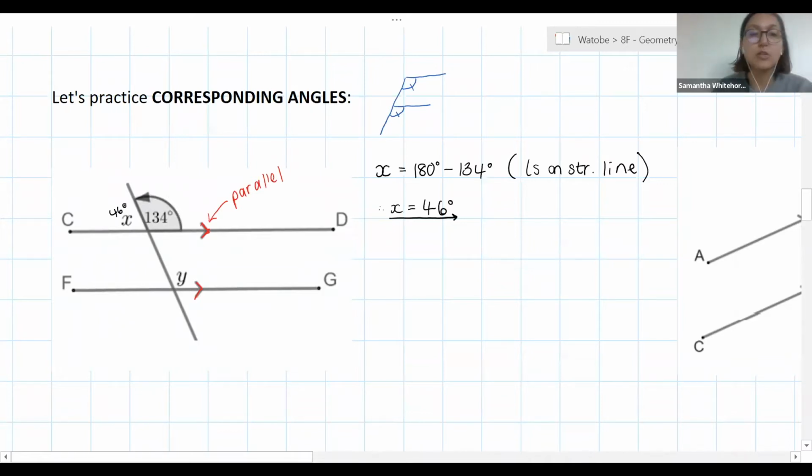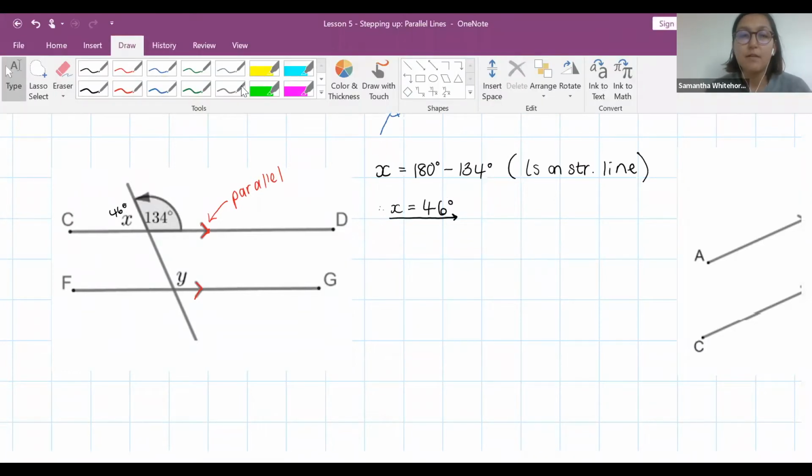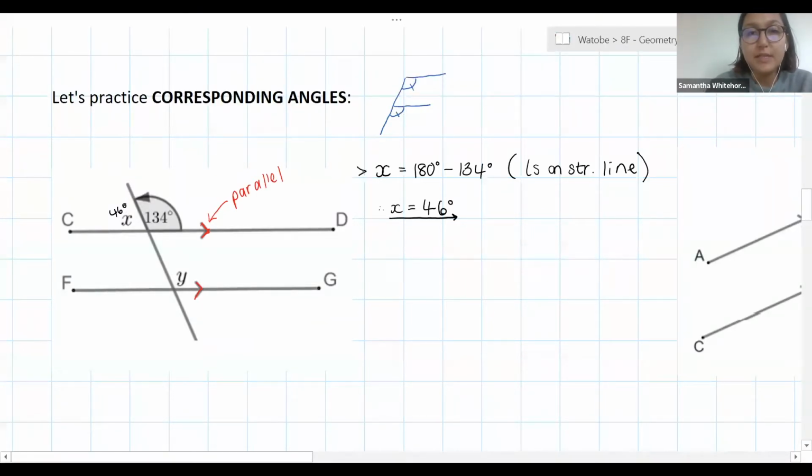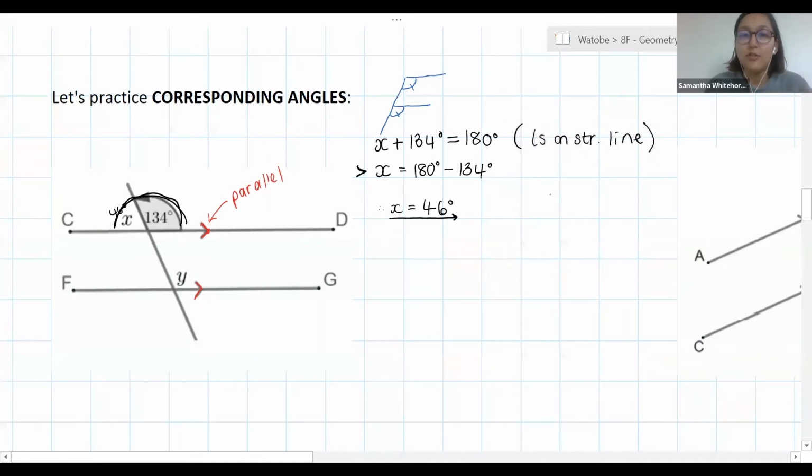Sometimes it helps me get to the next answer that I'm working with. Sometimes it doesn't, but it is just nice to put in things as we go along. Just so that you're all aware of where this step has come from, remember it is because x plus 134, so when I add those two angles together, they are angles on a straight line, so they have to give me 180 degrees. And so because of that, and because I'm solving for x, I can subtract 134 on both sides, giving me my answer 46.